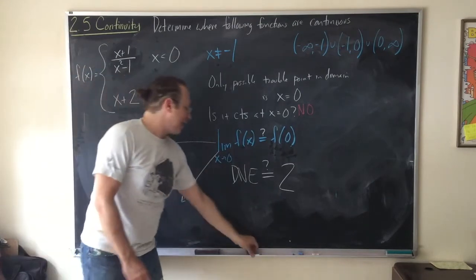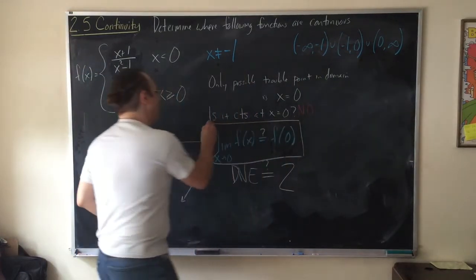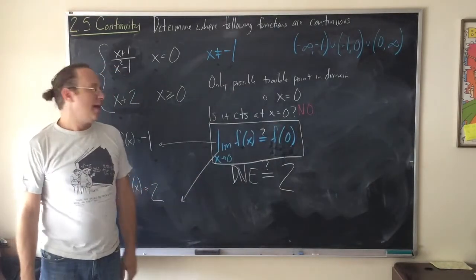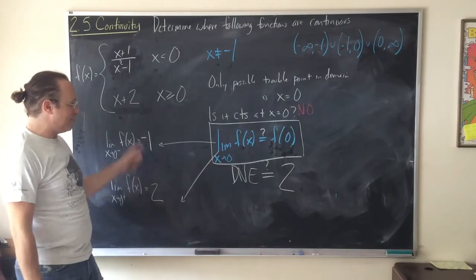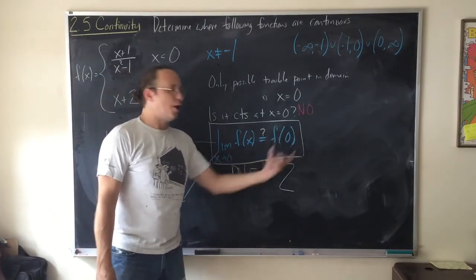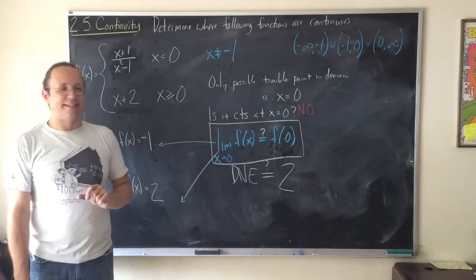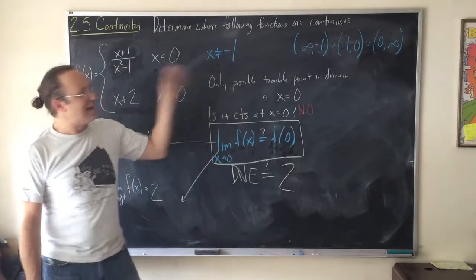So it all comes back to this equation right here. You want to verify, is this true or not? If this side makes sense, which means both these limits make sense and equal the same number, and also that equals this third number, then you know that it's continuous at that point. In this case, these are not equal to each other, therefore it is not continuous at 0.